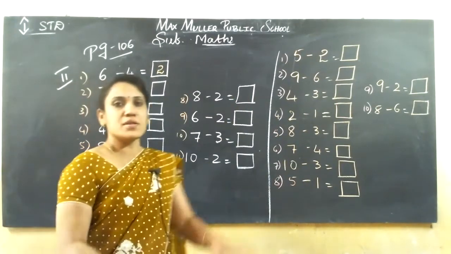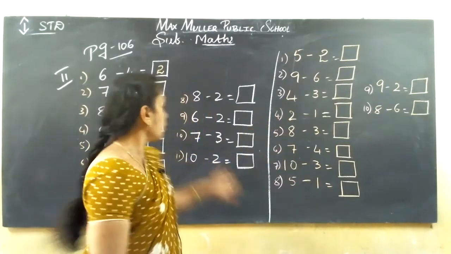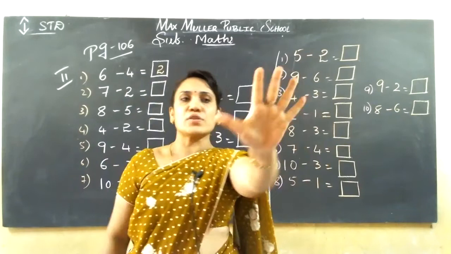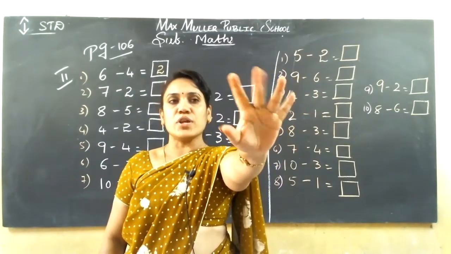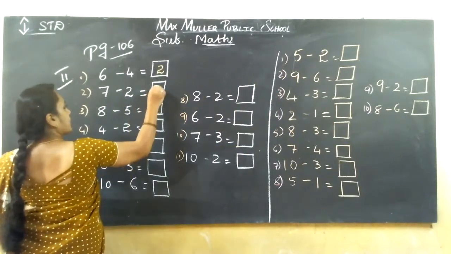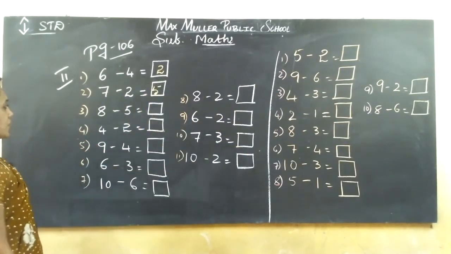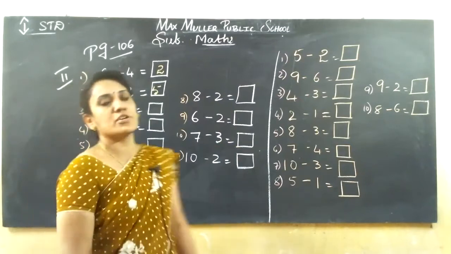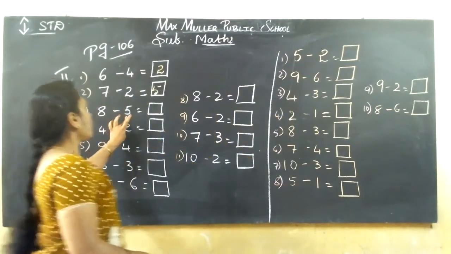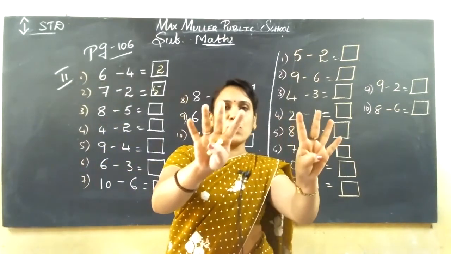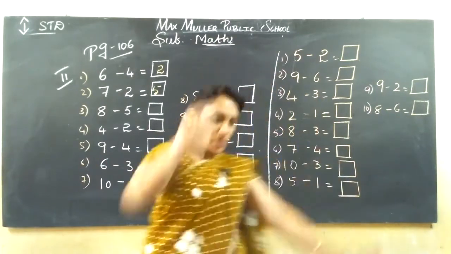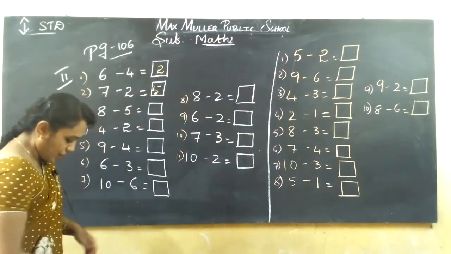Next, 7. Keep how many fingers? 7 fingers. Fold how many? 2 fingers fold, 1, 2. What is the balance? 1, 2, 3, 4, 5. 5 balance. Understand? Next, 8. Keep how many fingers? 8 fingers. Fold how many? 5 fingers fold. 1, 2, 3, 4, 5. What is the balance? 1, 2, 3. Slowly write it and do.